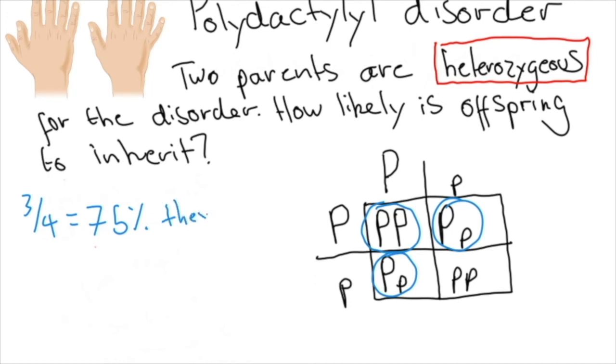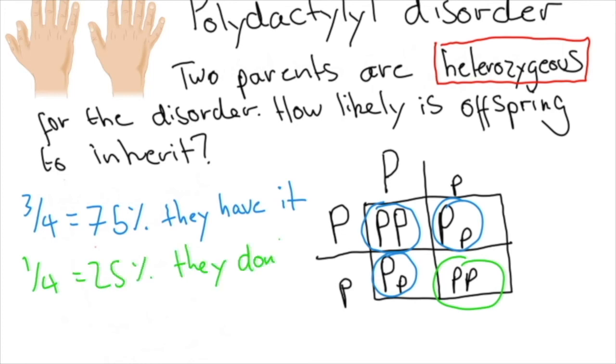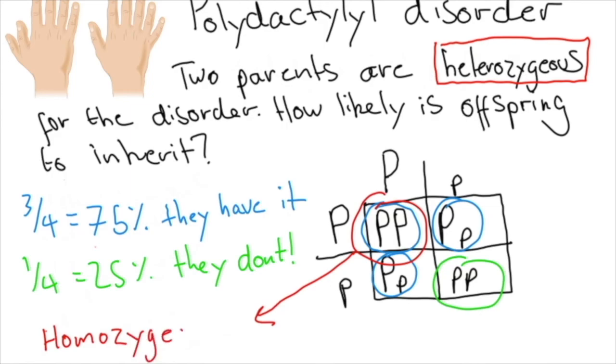So 75%, 3 in 4, would display polydactyl disease, they would have it. Whereas that final one, that 1 in 4, 25% chance, wouldn't. They wouldn't inherit the disorder. And the final thing to look at here is this one, as I've circled here. This is homozygous for it. And that offspring, that child, would definitely then pass it on to their offspring.